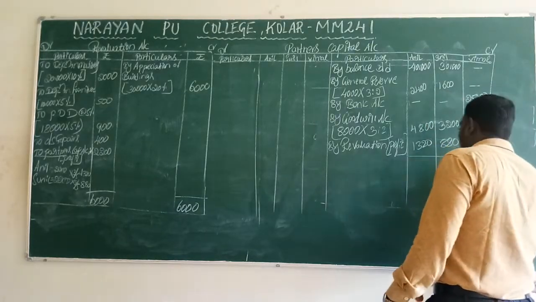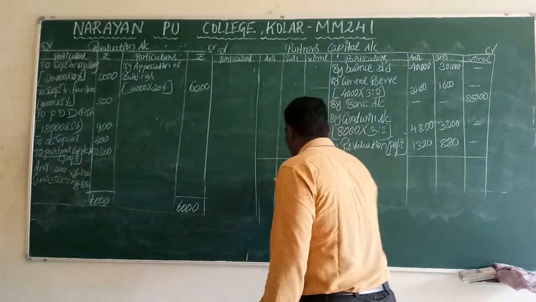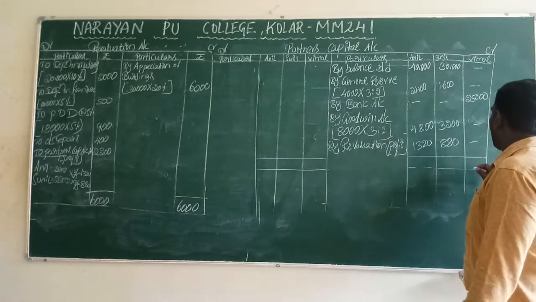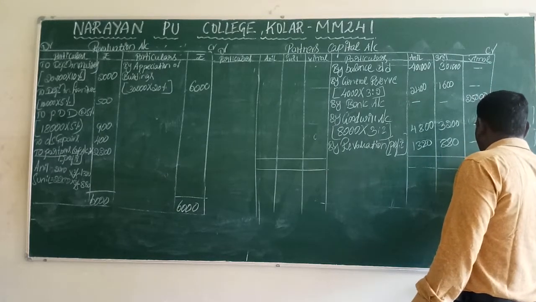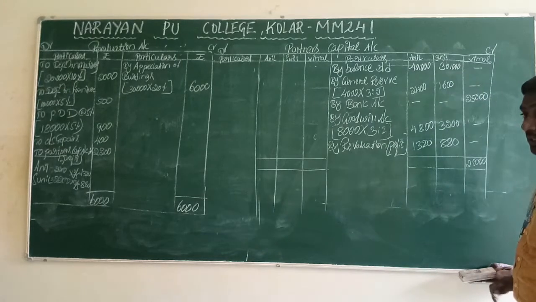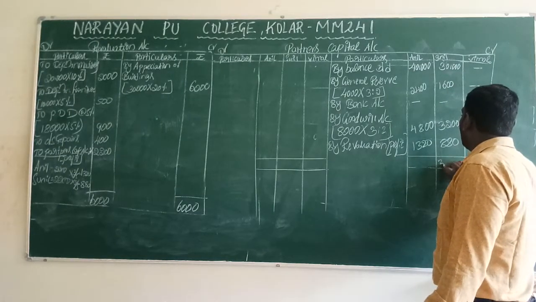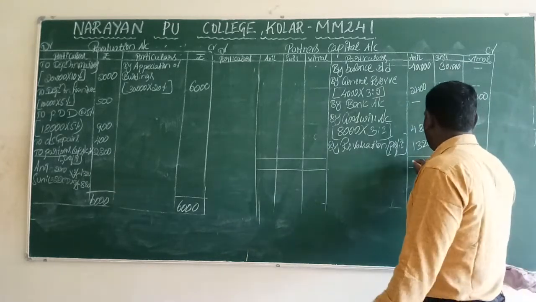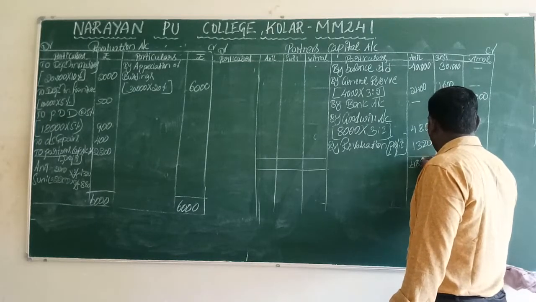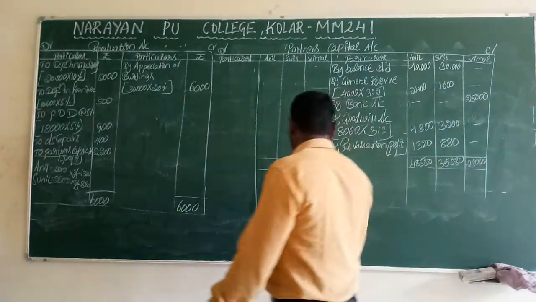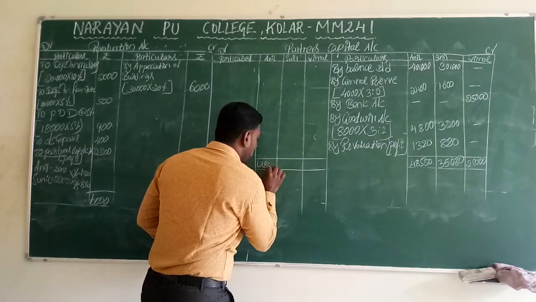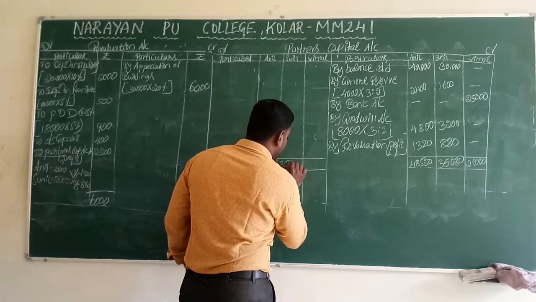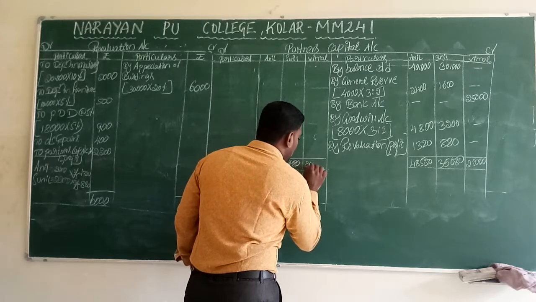Now we have to close the partners' capital account. For the partner Vimal, we won't have any other balance. Directly we should write 25,000. And Sunil's total is 35,680 rupees, and Anil's total is 48,520 rupees. The same balance we should record on the debit side also: 48,520, 35,680, and the last partner 25,000.